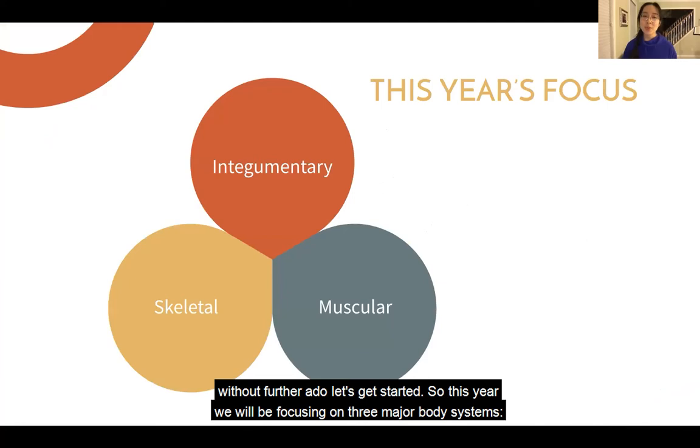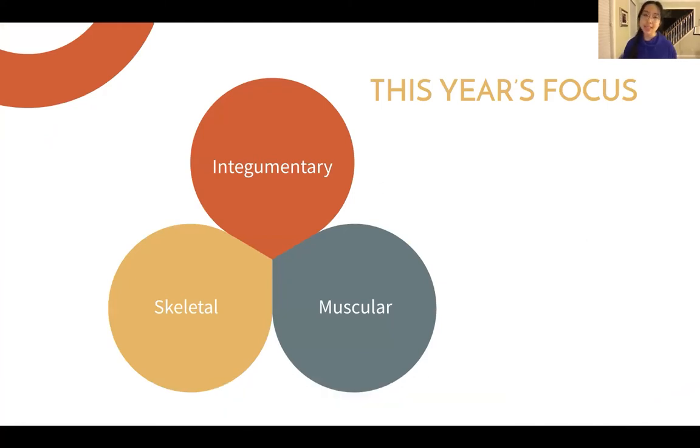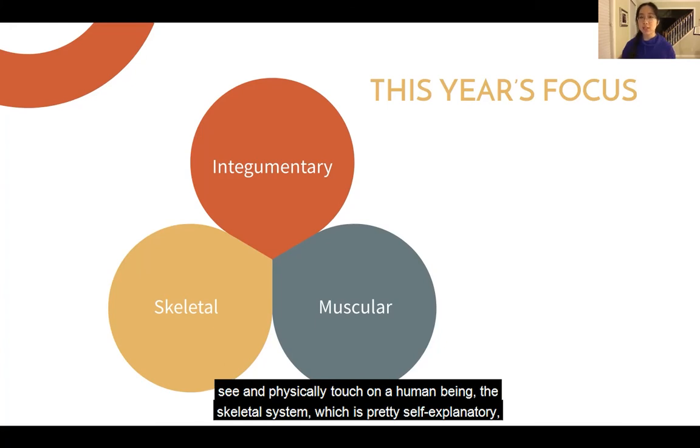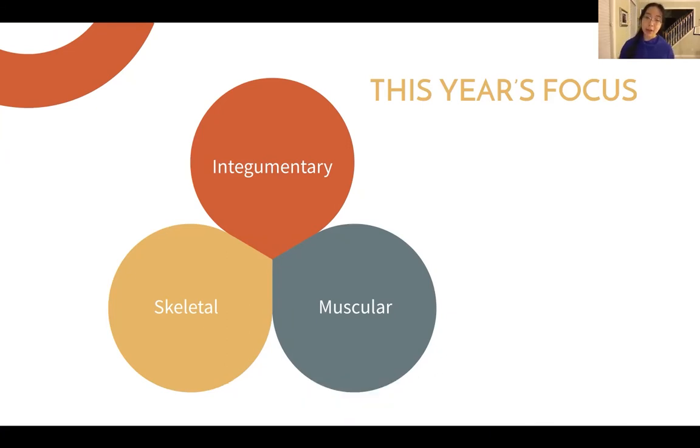So this year we will be focusing on three major body systems: the integumentary system, which deals with hair, skin, and nails, pretty much everything that you can see and physically touch on a human being. The skeletal system, which is pretty self-explanatory, that makes up your bones and joints. We'll also look at some regulatory functions of the skeleton. And lastly, the muscular system. And we'll be focusing especially on skeletal muscles, which are the muscles that we typically think about most often that help us move around and do our daily activities. So these are the three systems we'll be learning about.